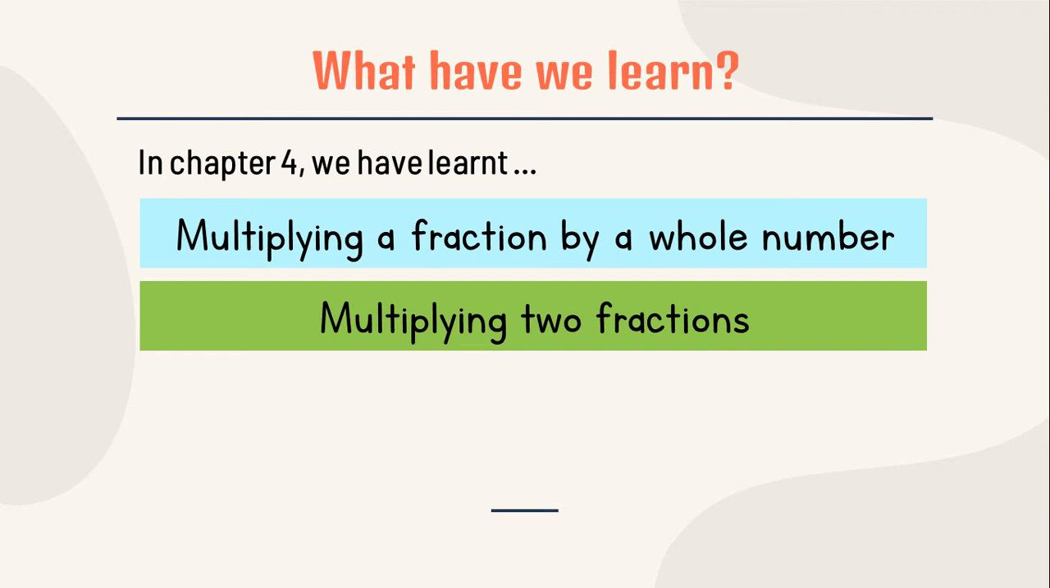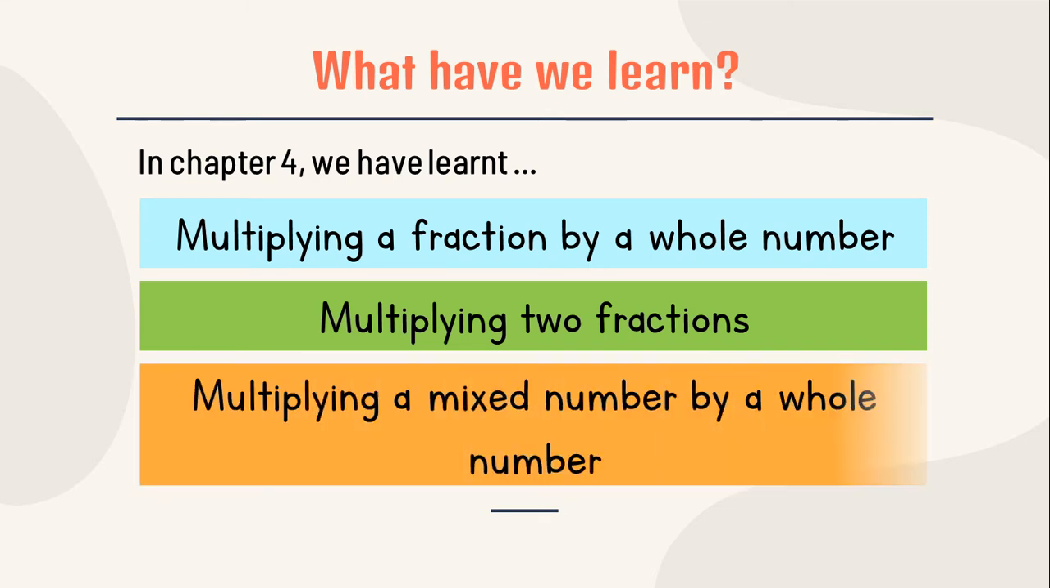So that's all for today. In chapter 4, we have learned about multiplying a fraction by a whole number, multiplying two fractions, and now multiplying a mixed number by a whole number.